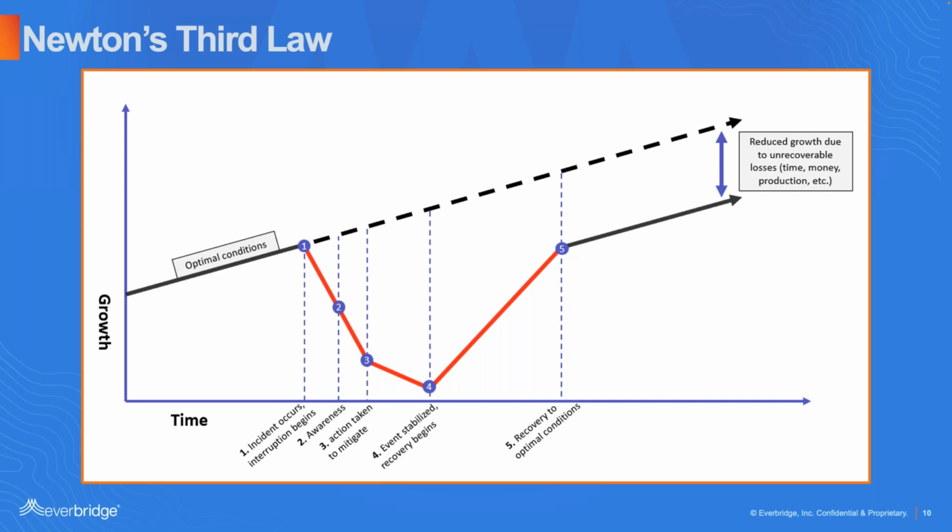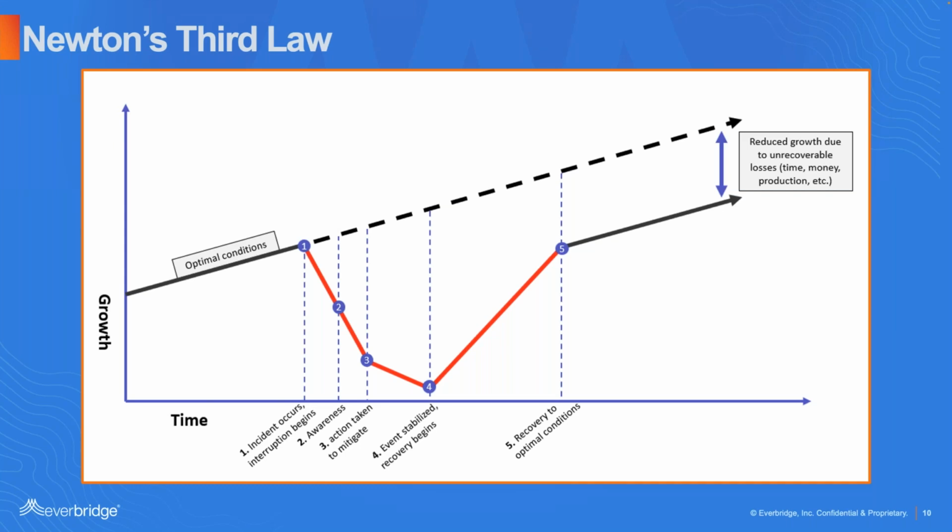But even then, it's not instantaneous. And I think a lot of organizations overlook that, right? Oh, I took the action, we're back up and running. That's, again, not usually the case. There's still going to be time where we're moving away from optimal conditions. And as we move away from optimal conditions, eventually the event stabilizes and then the recovery begins. So it takes time for these things to begin to work themselves out, even when we take action.